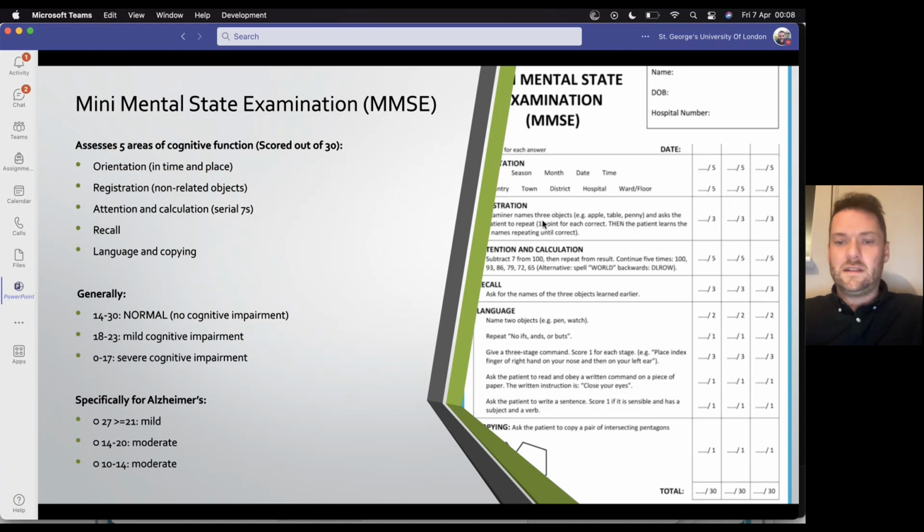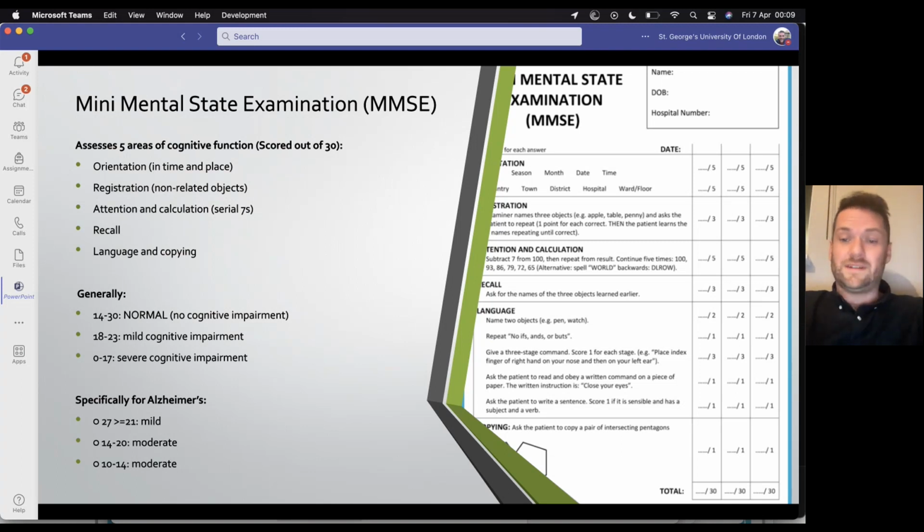Registration, what they're doing here is naming 3 objects and then asking the patient to repeat it. So what you're getting someone to do is, for example, saying apple, table, penny. They need to be able to understand what those things mean, and then that's testing your understanding, your semantic, your ability to speak, everything. Attention and calculation. This is serial 7s. I think this is quite difficult personally, but someone says subtract 7 from 100, and then repeat again and repeat again. Alternatively, if people have problems with maths, you could ask them to spell a word backwards. This is not about getting the right answer. It's about attention because it requires constant cognitive working.